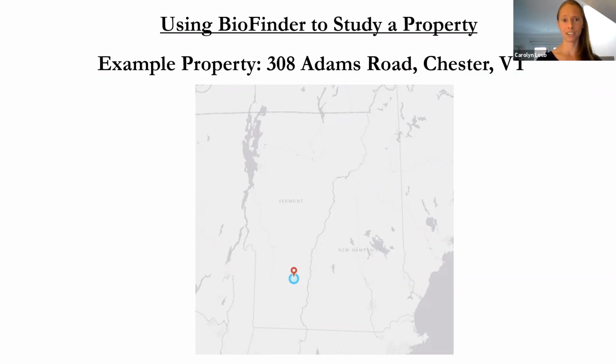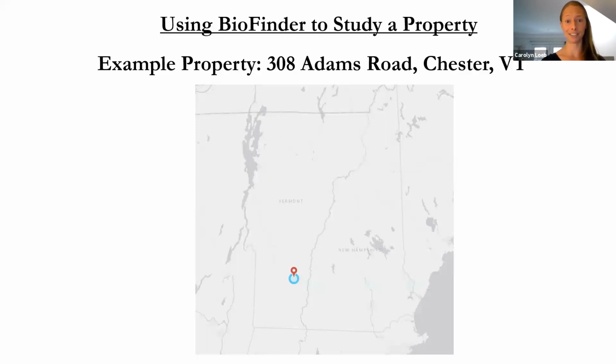So for this portion of the presentation, I'm literally just going to take you step by step through the BioFinder website. I'm going to plug in this example property, 308 Adams Road in Chester, Vermont, which I have never been to. And I'm going to show you how I might think out loud about that property if I were using it on BioFinder as the property owner, or as someone who cared about that property and wanted to apply Vermont Conservation Design to my management activities.